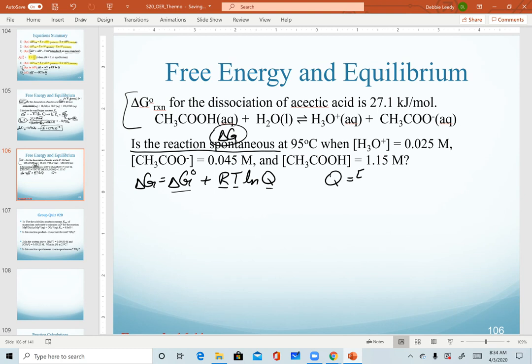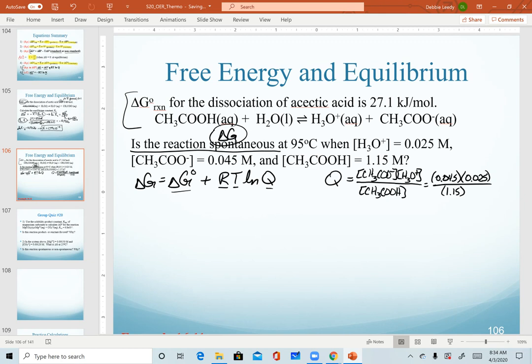So I'm going to do my setup for Q first, and hopefully not run out of room. So again, we have products over reactants. Plugging in our values, we have, paying attention to each substance and their concentrations. Acetate is 0.045, hydronium is 0.025, and acetic acid is 1.15. Everything has a coefficient of 1, so we don't have any exponents to worry about in here.